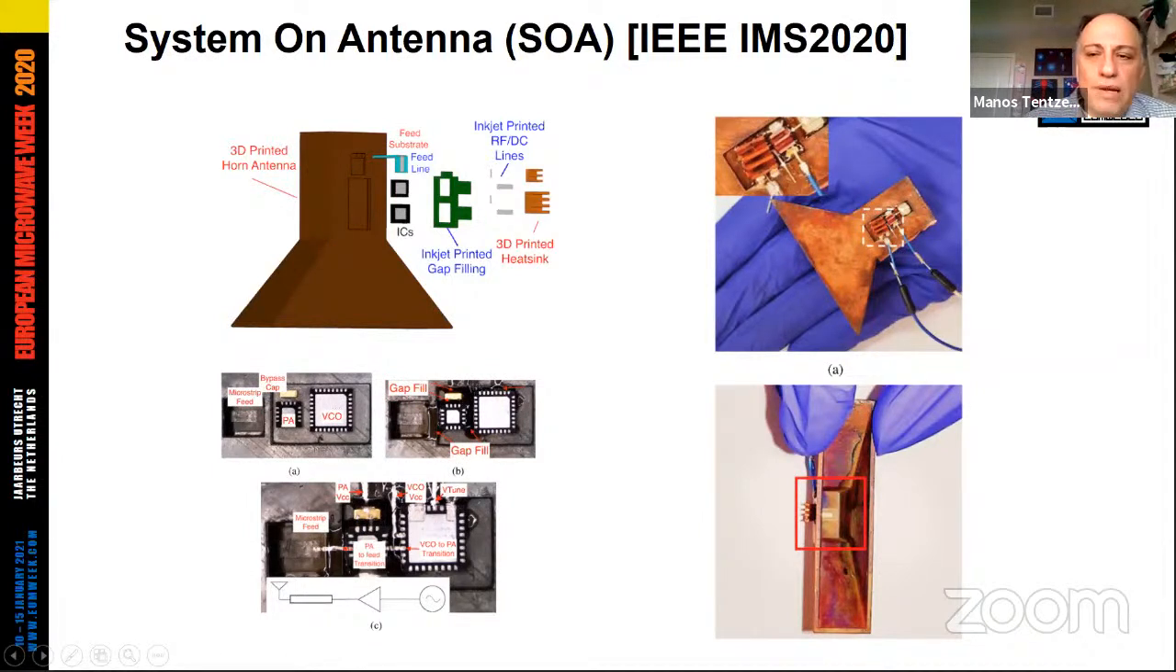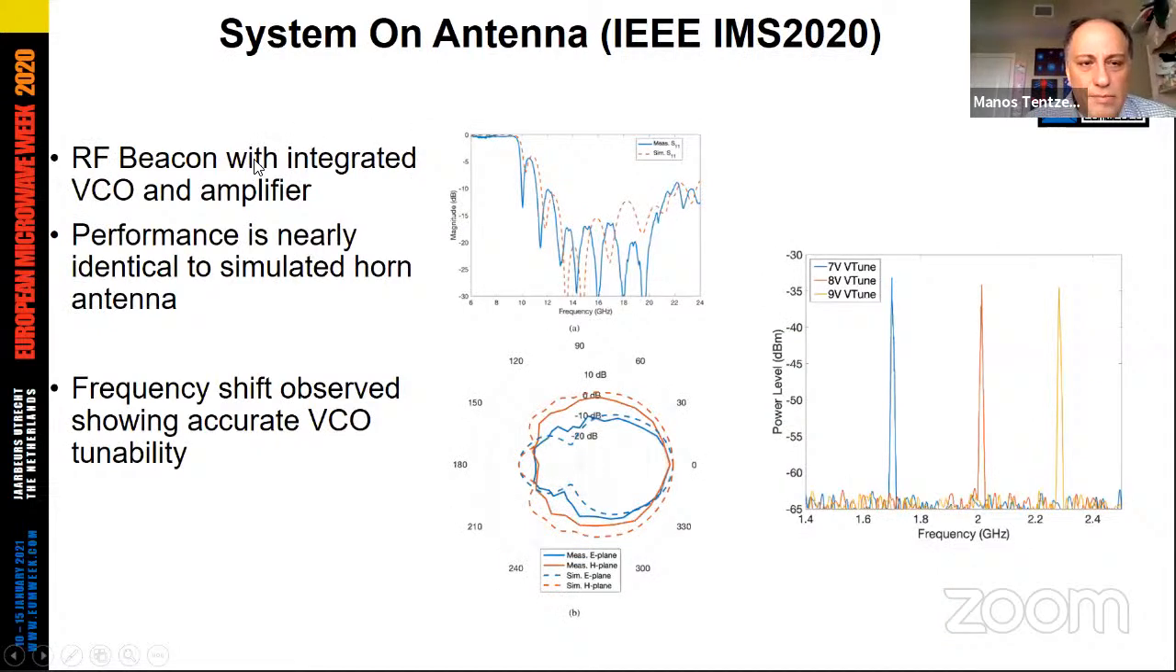You do not need any complicated module. This can be done even more miniaturized. If you print the horn on some flexible substrate and then integrate the cavities, you are going to be able to do that. Now you see the performance nearly identical to a simulated horn antenna. You can see very effectively the frequency shift with VCO tunability. You can see the operability for the different frequencies.